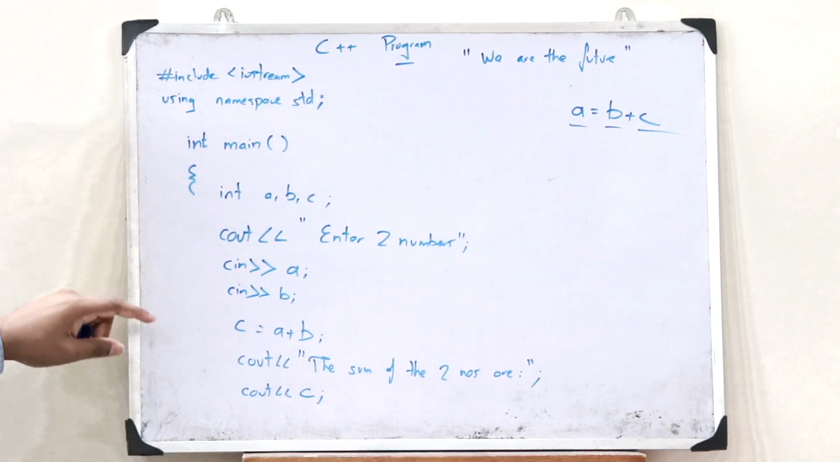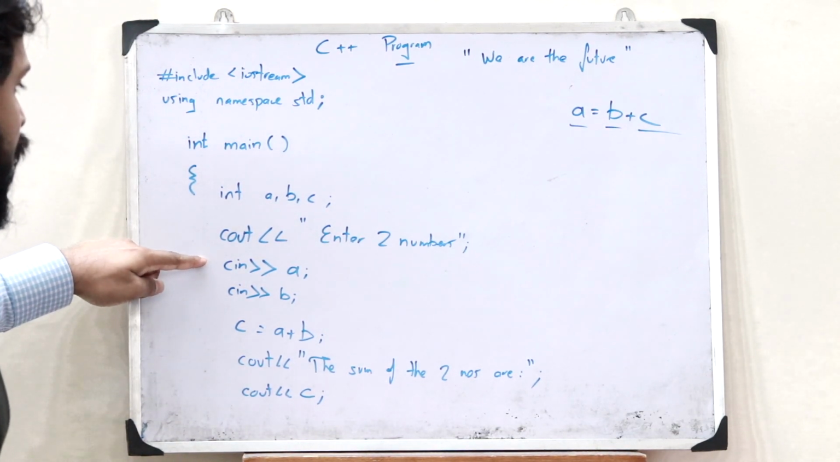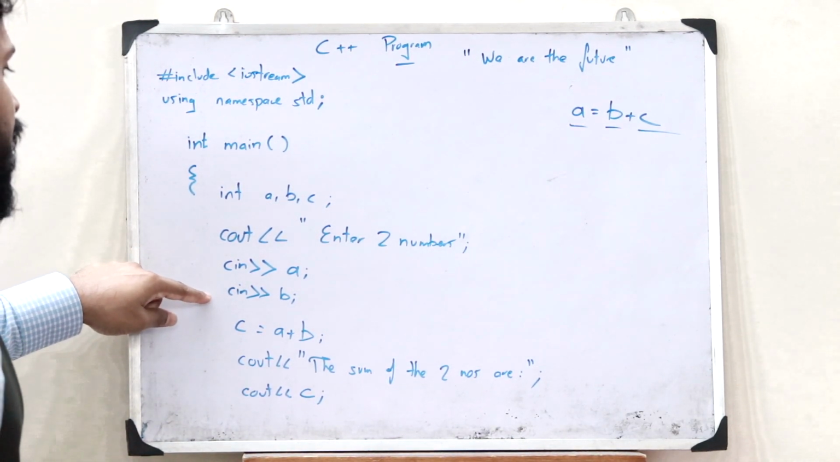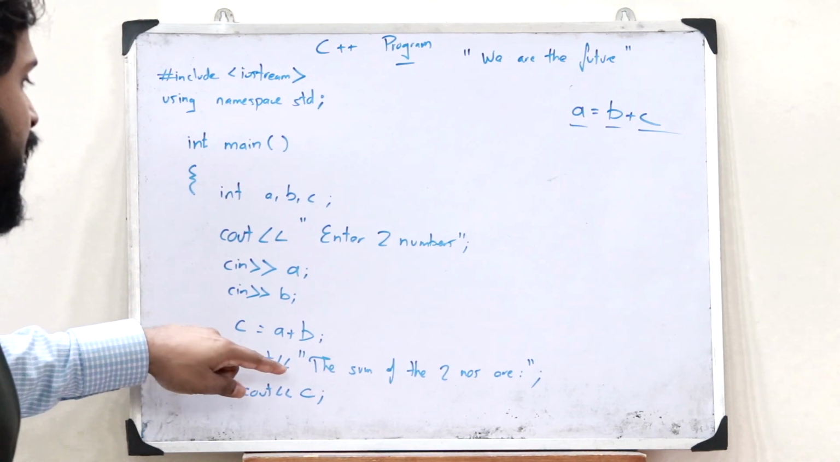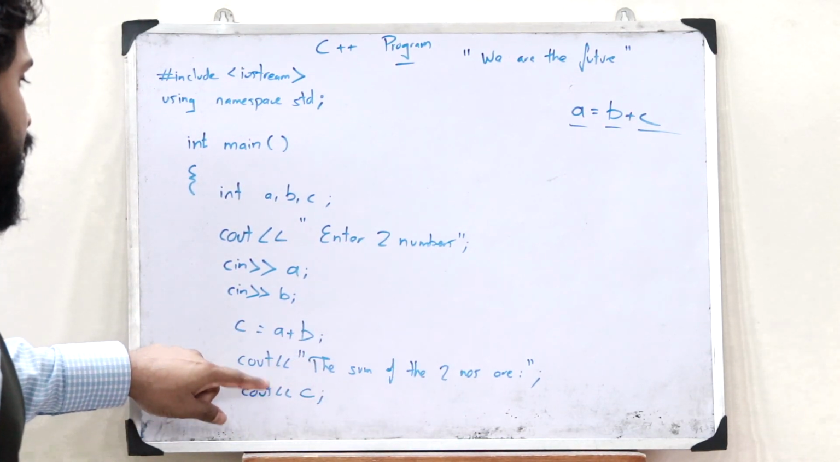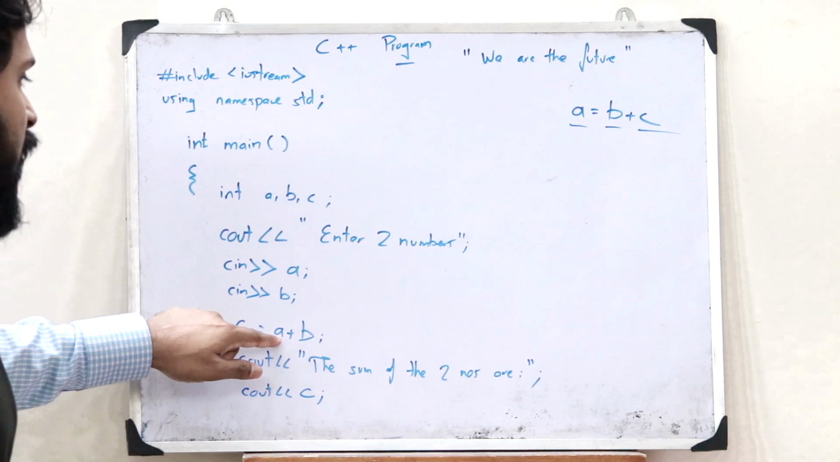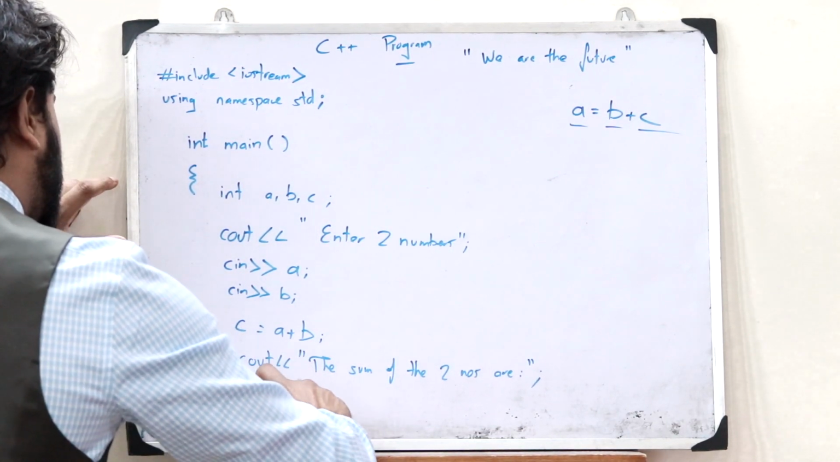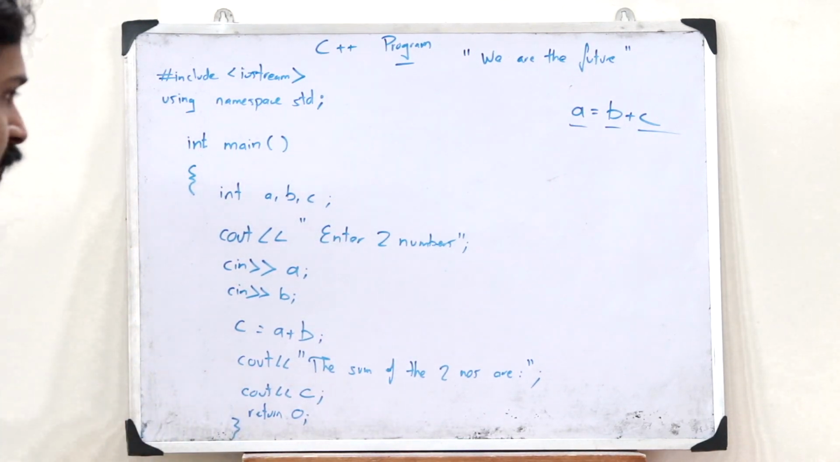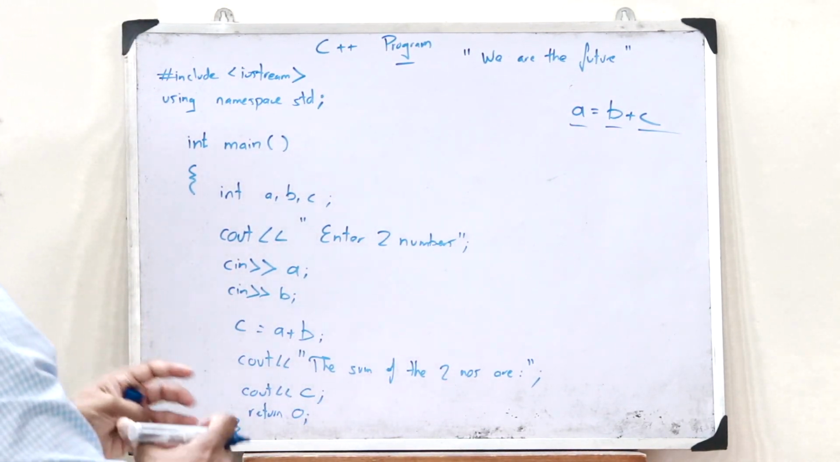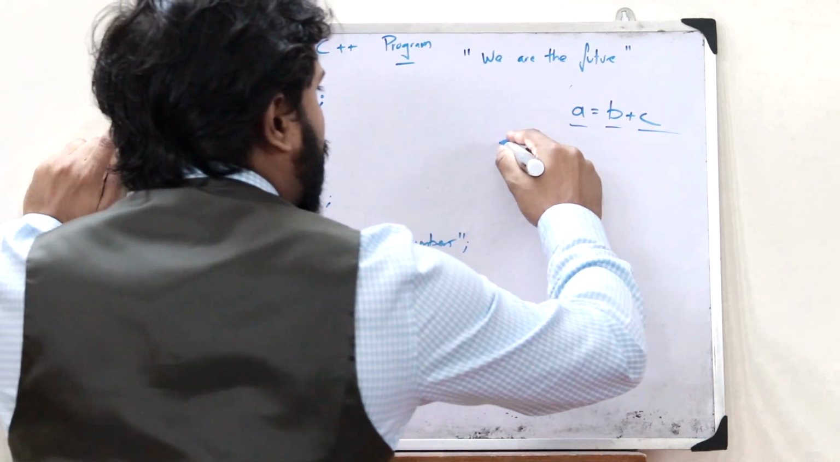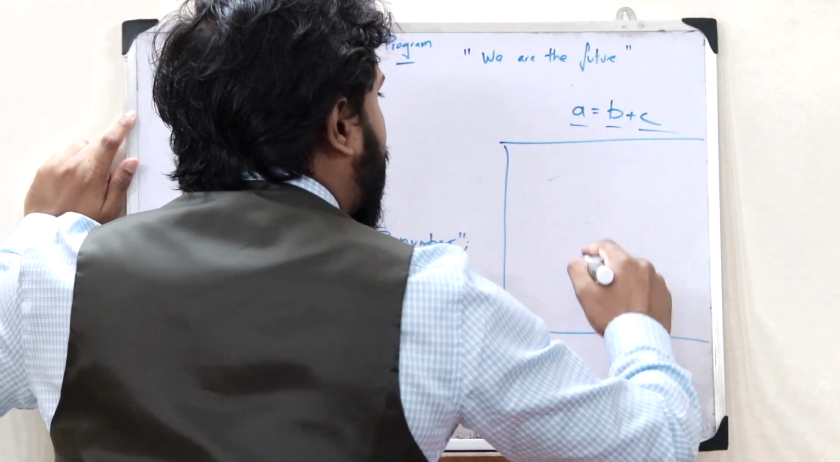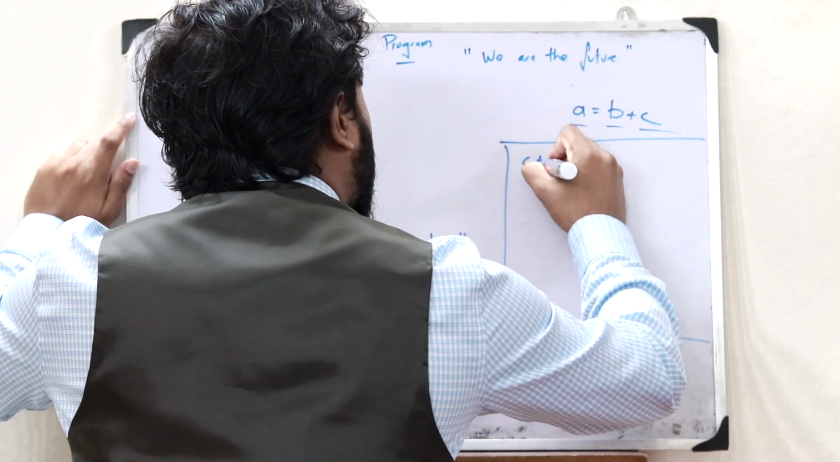Now what we observe is that once we input these two values, we can obtain the sum given as "The sum of the two numbers are c". Therefore, it will give us the sum of a and b together. Now we put return 0 and we close this. As simple as that. Now when we run this program, if this is the output window, the first thing that would come is "Enter two numbers".